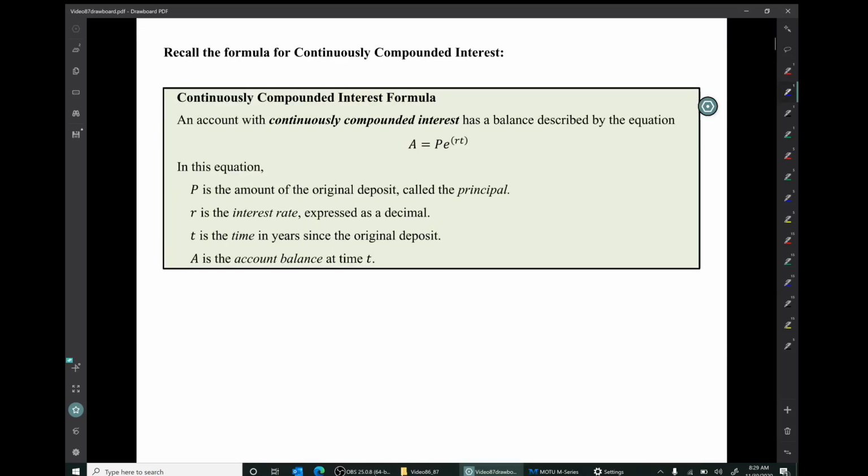Recall the formula for continuously compounded interest. An account with continuously compounded interest has balance described by this equation: capital A equals capital P e to the rt. Capital P is the amount of the original deposit, called the principal. Little r is the interest rate expressed as a decimal. Little t is the time in years since the original deposit. Capital A is the account balance at time t.